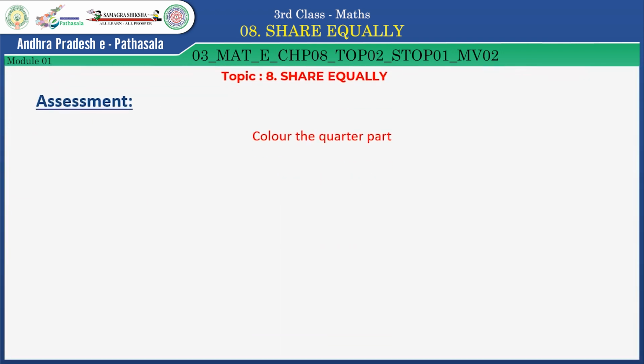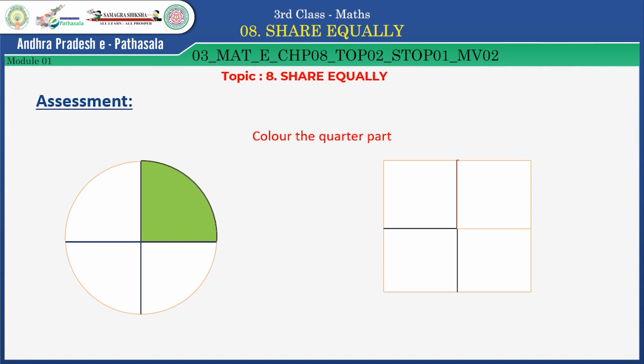Now we do the simple exercise. Color the quarter part. Observe the first picture. The first picture is split into four equal parts. Now we color the quarter part. Yes, it's colored exactly. Now we observe the second picture. That picture is also divided into four equal parts. Now color the quarter part. Yes, that's correct. Good.